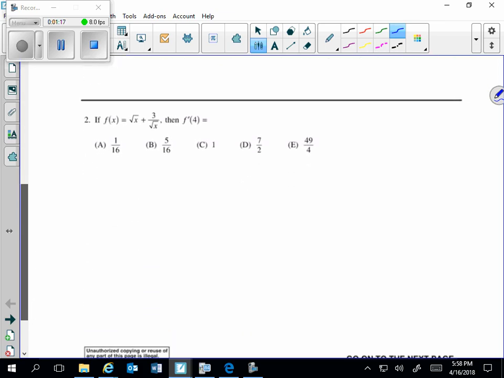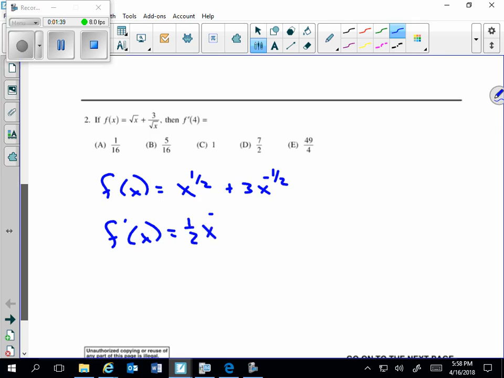Looking for the derivative, I'm going to rewrite f of x as x to the 1/2. And I'll rewrite this as 3 times x to the negative 1/2, because 1 over means the negative exponent. And now we're down to a product or a power rule. Bring the 1/2 down, multiply it in front. Decrease the exponent by 1. Bring the 1/2 down, multiply by what's out in front. Decrease the exponent by 1.